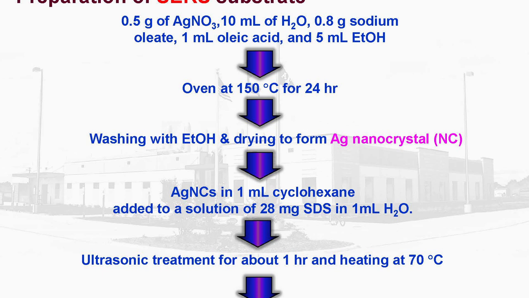The surface enhanced Raman spectroscopy substrate was prepared as follows: silver nitrate, distilled water, sodium oleate, oleic acid, and ethanol were put into 20 milliliter glass vials. Then this glass vial was put into an oven at 150 Celsius for 24 hours. Then this was washed with ethanol three times and dried to form silver nanocrystals. The silver nanocrystals in 1 milliliter cyclohexane were added to a solution of 28 milliliter SDS in 1 milliliter distilled water, and then this solution was subjected to ultrasonic treatment for 1 hour, and then heated to 70 Celsius to remove the cyclohexane to form silver nanospheres.